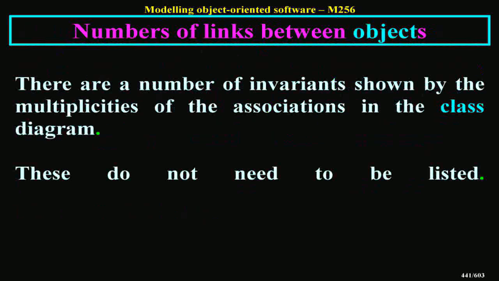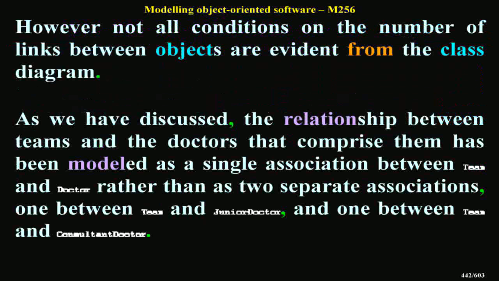There are a number of invariants shown by the multiplicities of the associations in the class diagram. These do not need to be listed. However, not all conditions on the number of links between objects are evident from the class diagram. As we have discussed, the relationship between teams and the doctors that comprise them has been modeled as a single association rather than as two separate associations.